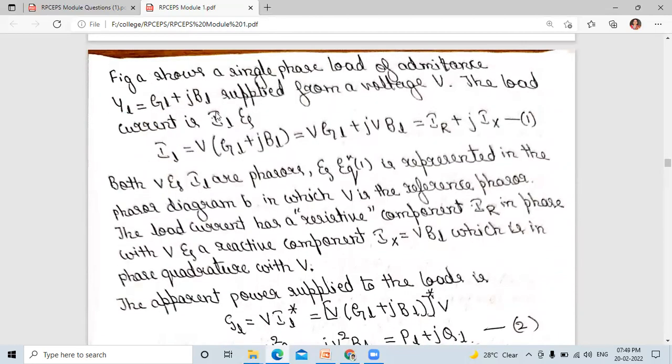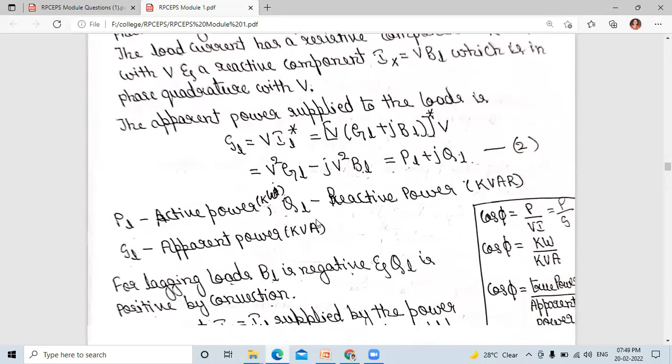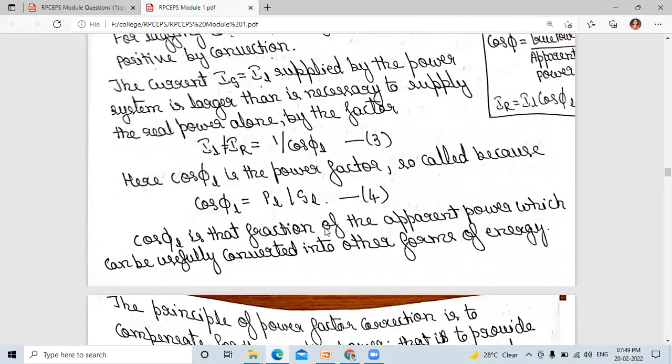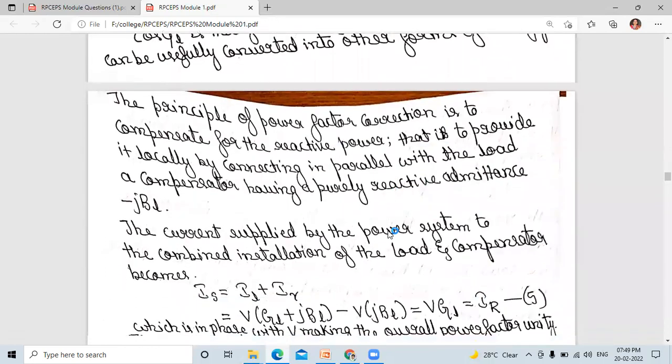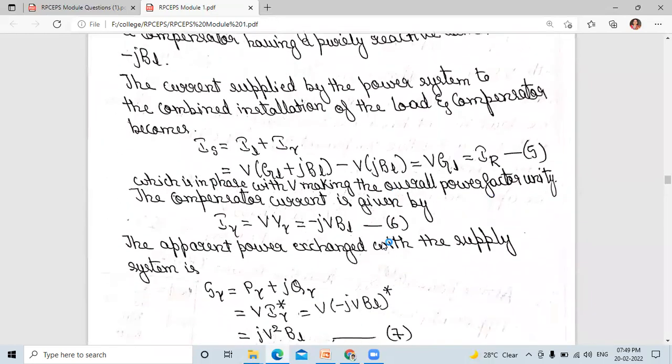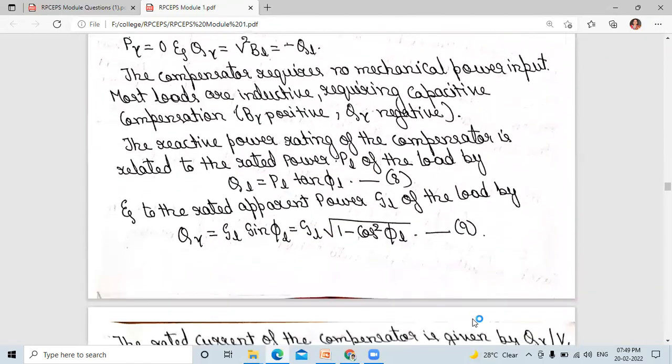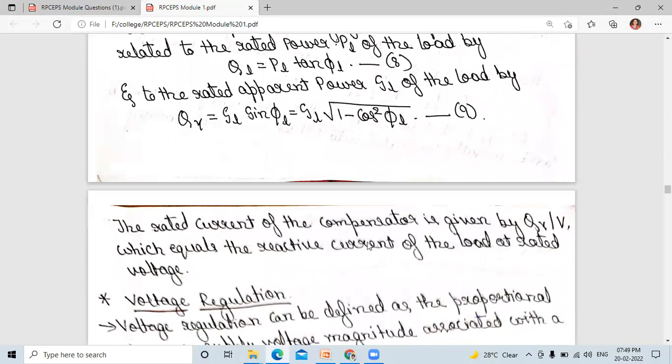YL is equal to GL plus jBL, and IL can be written as, and VL and IL are the phasors represented in the phasor diagram. These equations you need to mention, and particularly first these 3, equation 3 and equation 4 you need to write, and next equation 5, 6, equation 7, and equation 8, finally equation 9. So overall 9 equations with some sentences for that. Okay, that is the first question.